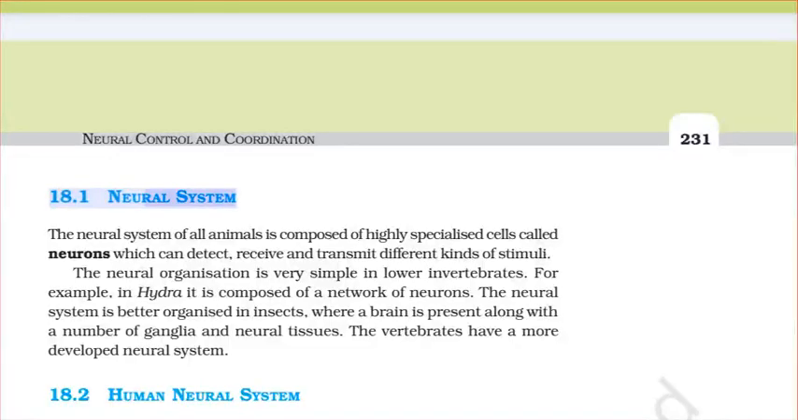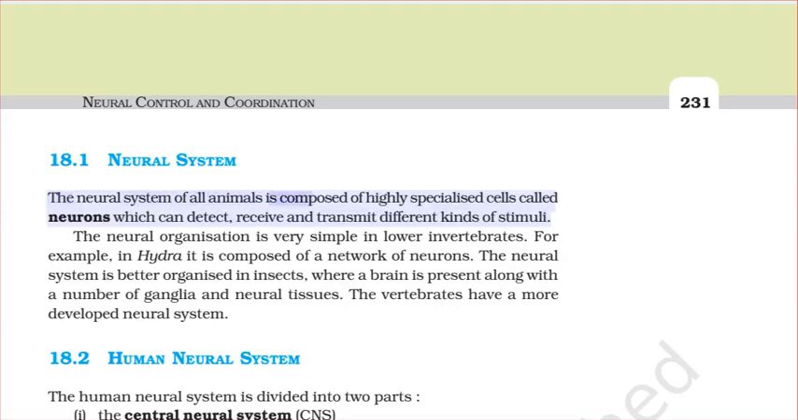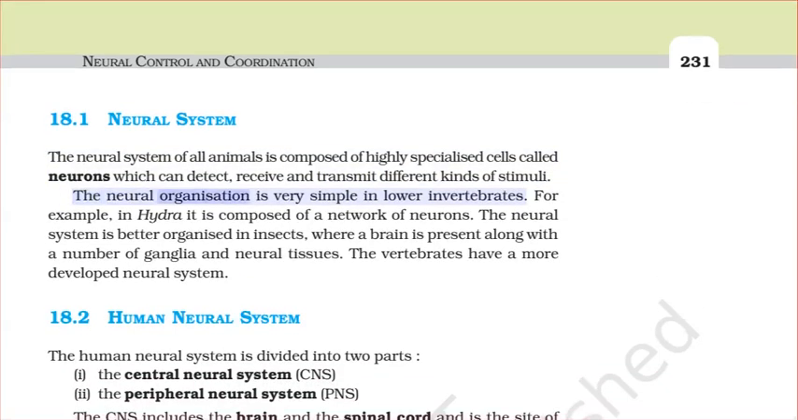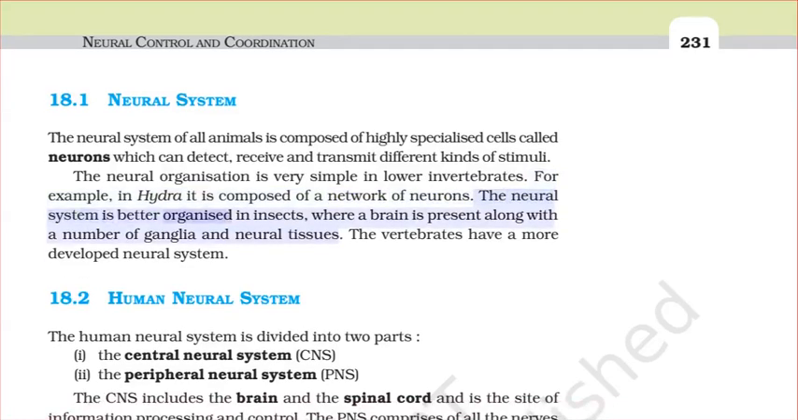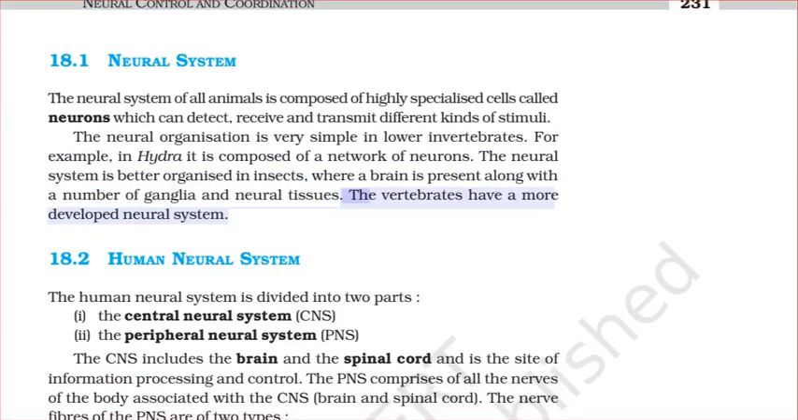Neural system. The neural system of all animals is composed of highly specialized cells called neurons, which can detect, receive, and transmit different kinds of stimuli. The neural organization is very simple in lower invertebrates. For example, in Hydra, it is composed of a network of neurons. The neural system is better organized in insects, where a brain is present along with a number of ganglia and neural tissues. The vertebrates have a more developed neural system.